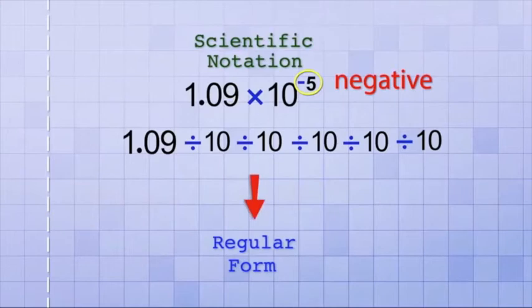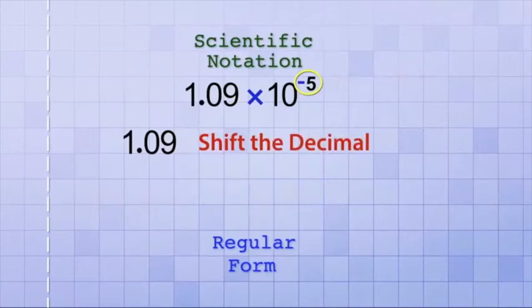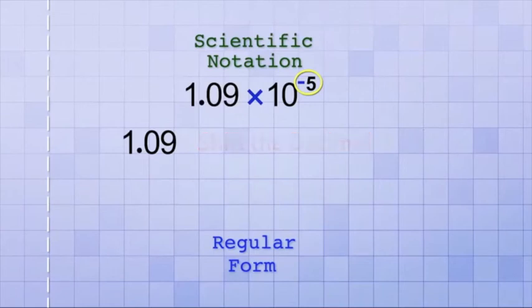In the second example, the exponent is negative, which means that we'll need to divide by that number of tens to get the number in regular form. Again, we could just do that division, or we can shift the decimal point to save time. Since dividing by factors of 10 makes a number smaller, we'll need to shift the decimal point in the direction that results in a smaller number. That is, to the left.